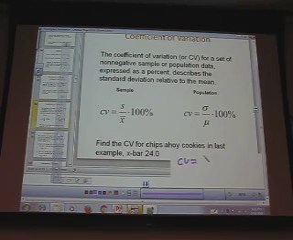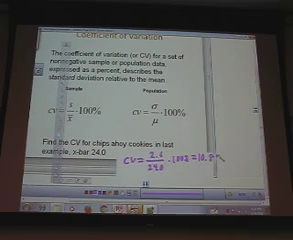6, which is the standard deviation, divided by x bar, which was 24, and you multiply it by 100. Yep. And then you got 10.8. 10.8%. Good. Perfect.